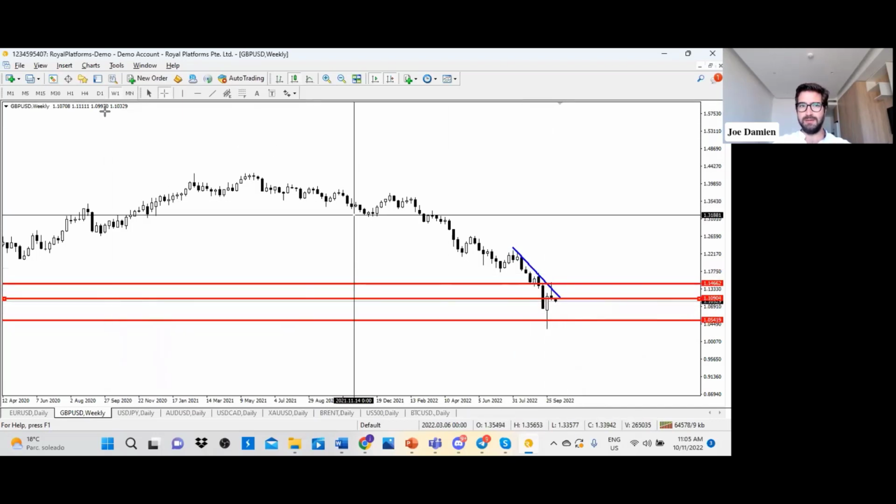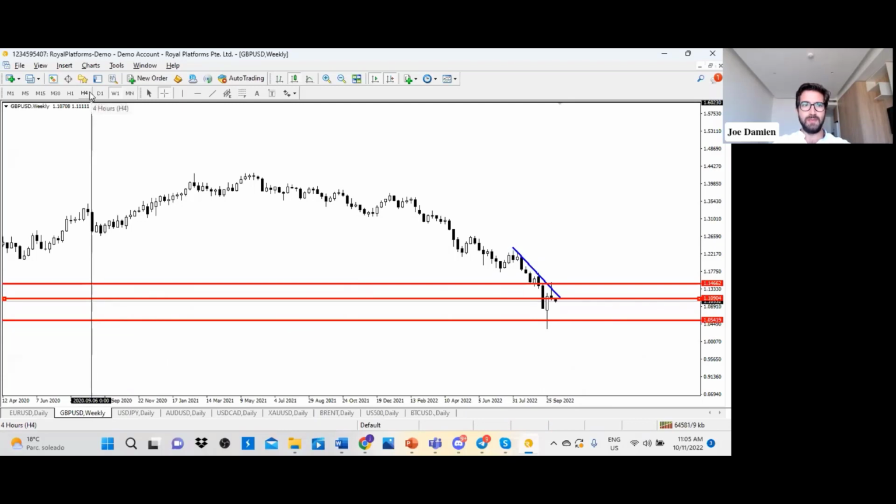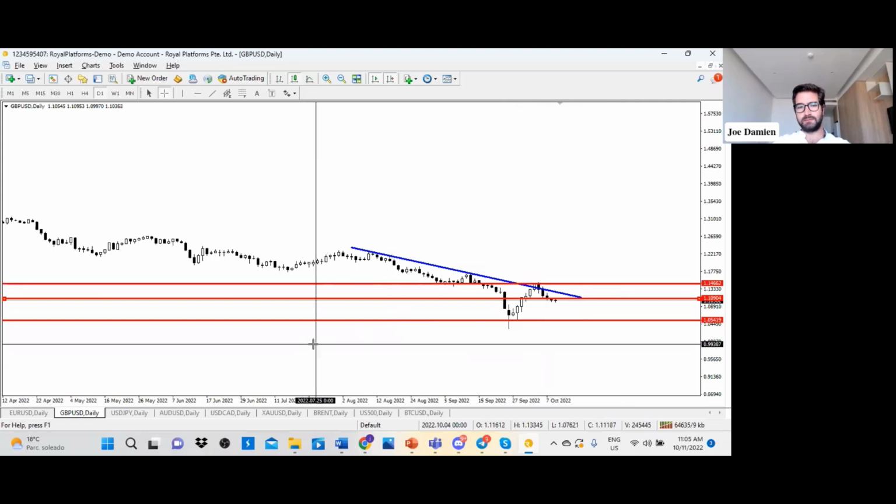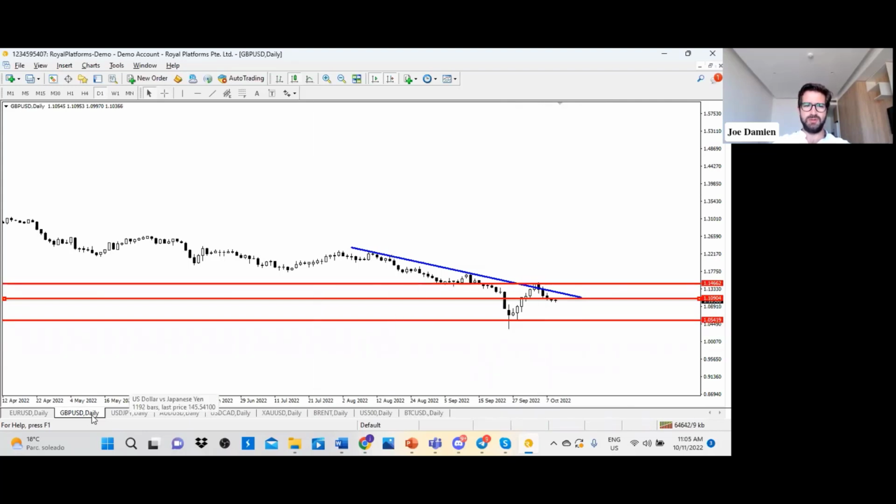Now, on the lower time frame, we have the price under this key level 1.10, so most probably the market will continue its move to this previous low, 1.0527. Okay, this is for GBP USD.